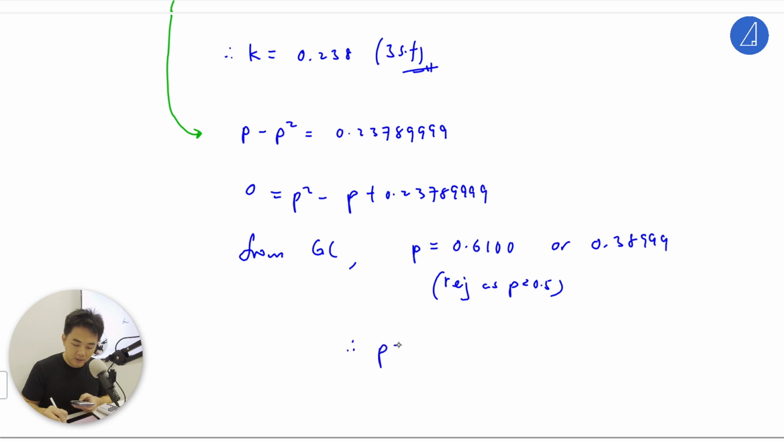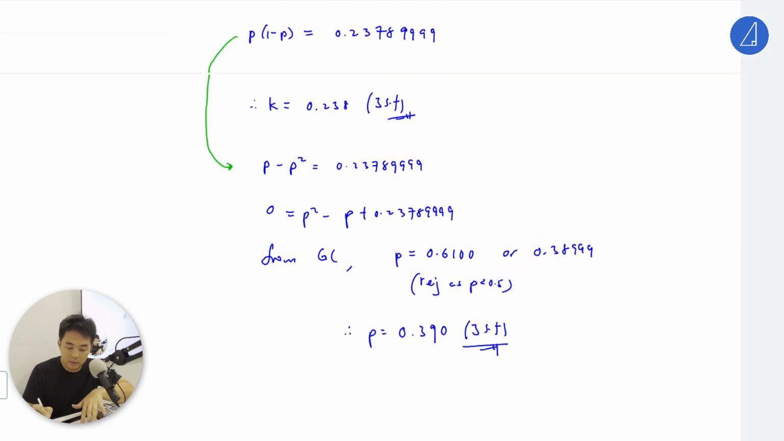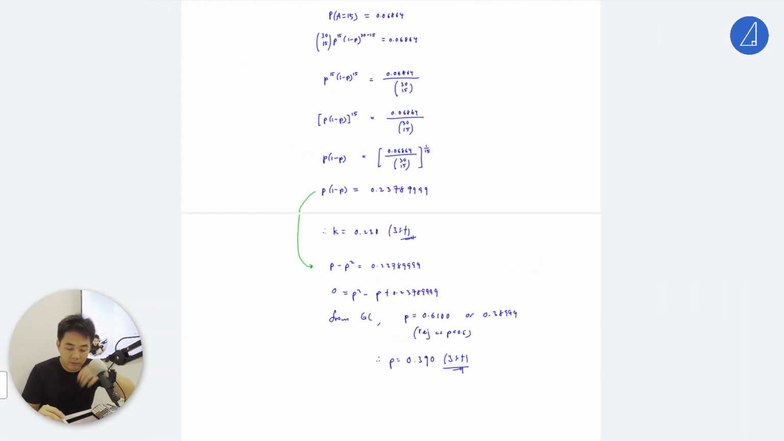So hence P is equal to 0.390. Okay, so P, there you go. So I sub K and P there.